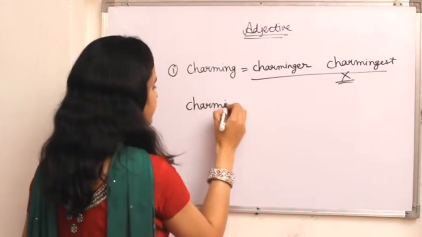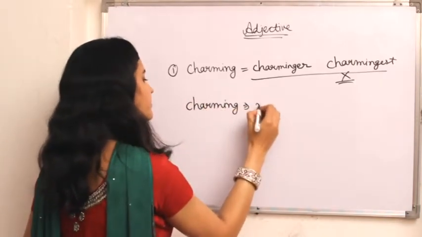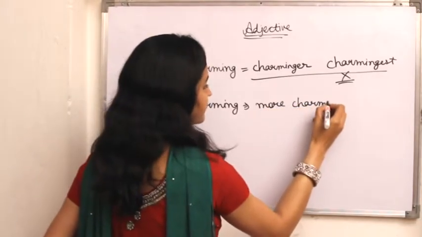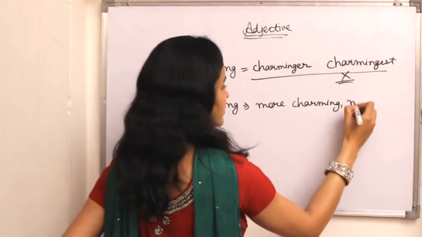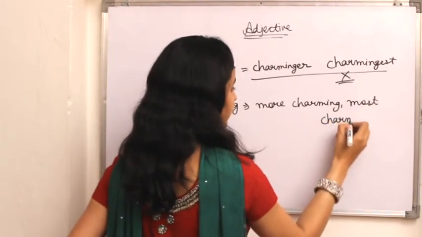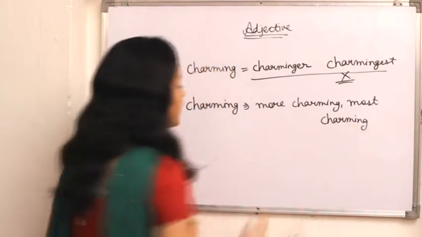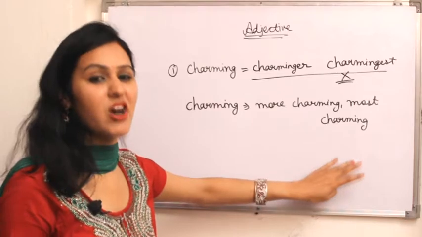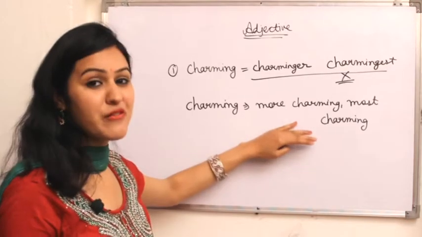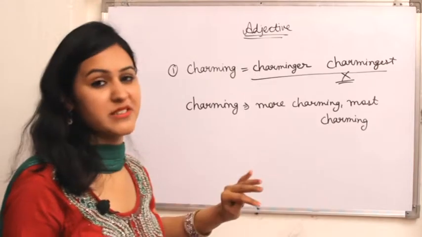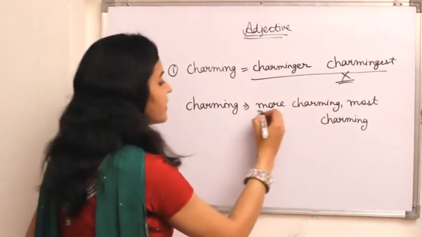So the exact answer is more charming and most charming. So this is the first order, this is the second, and this is the third. So it is referred to as comparative, and that means superlative. Okay, so here I add more.